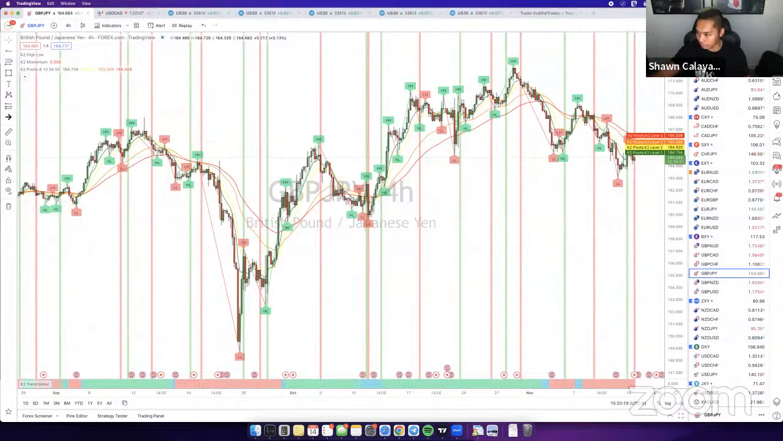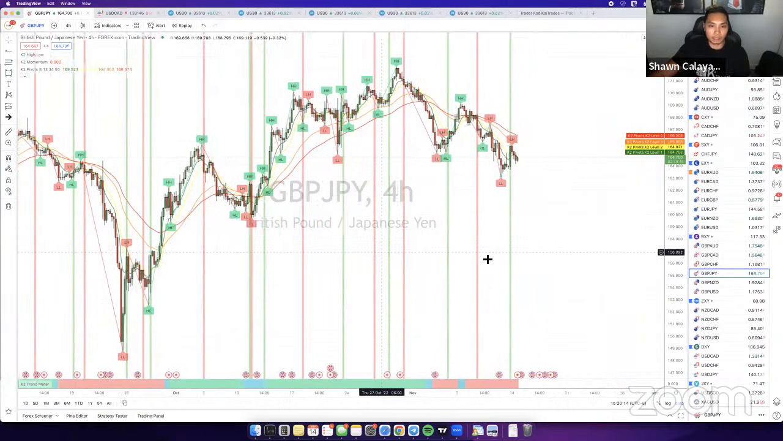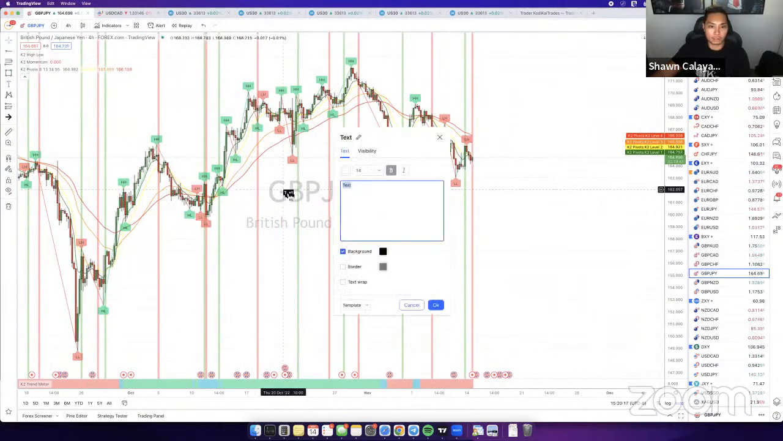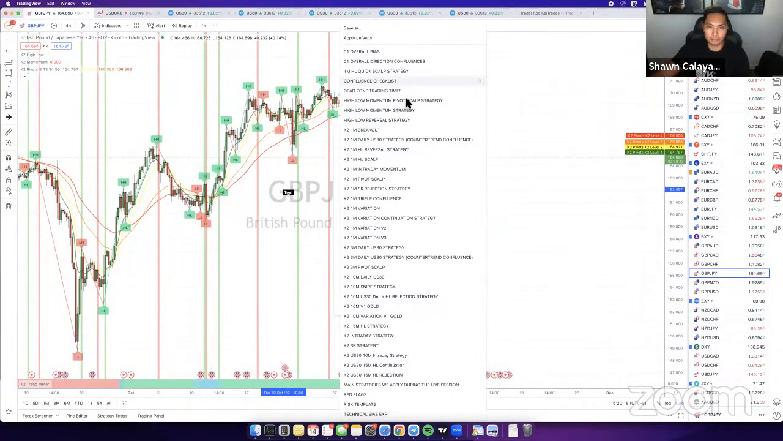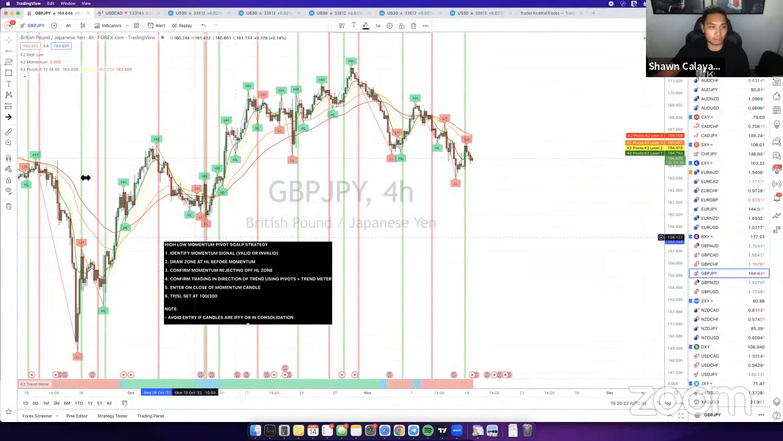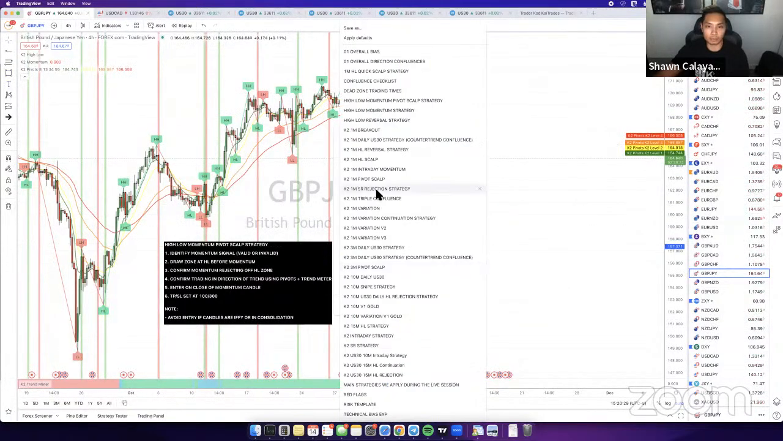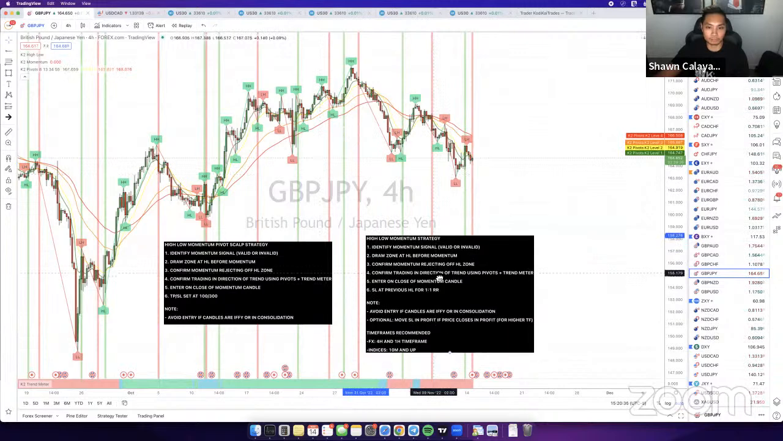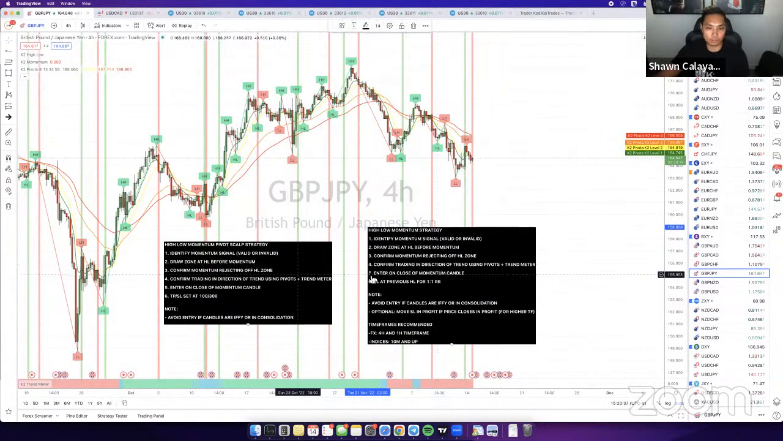Let me see if there's anything else here. So I think that's pretty much it for the high-low momentum strategy. I showed you the high-low momentum pivot scalp, which is for US 30 on the shorter time frames, 1 minute. I also showed you guys the regular high-low momentum on the 4-hour and 1 hour. I don't see any entries, so I couldn't really show any examples at the moment. So I showed you these two strategies.